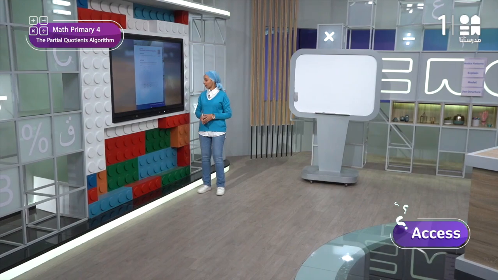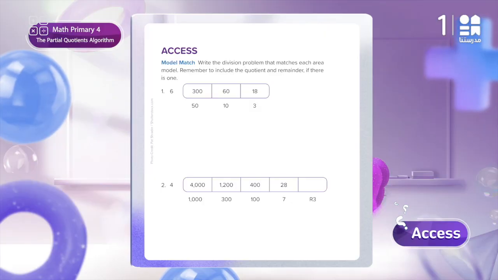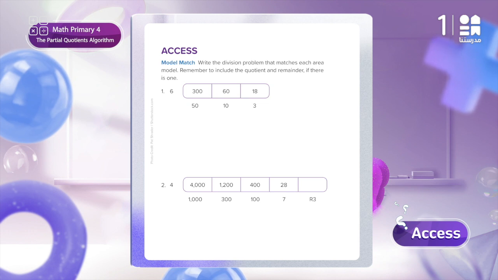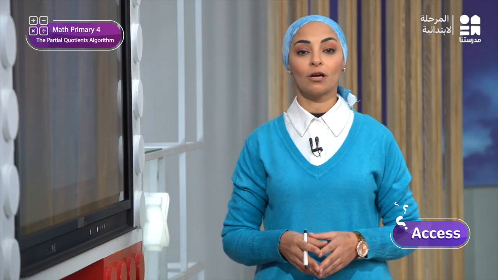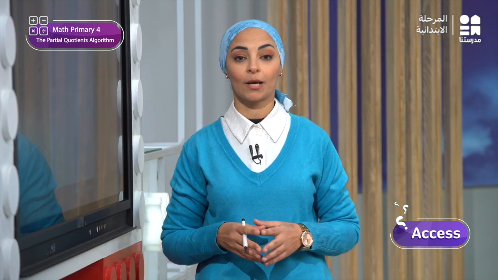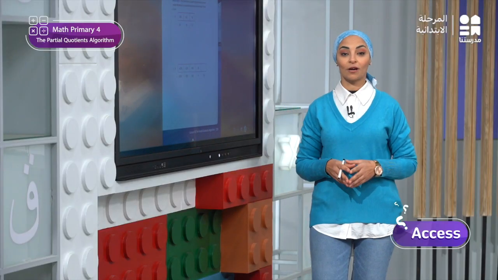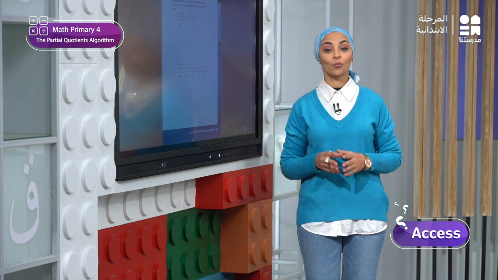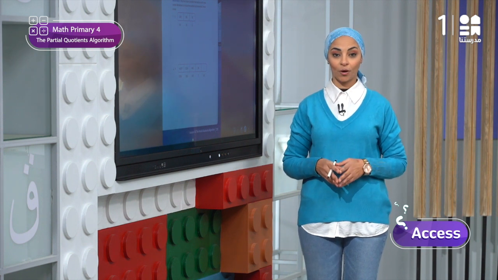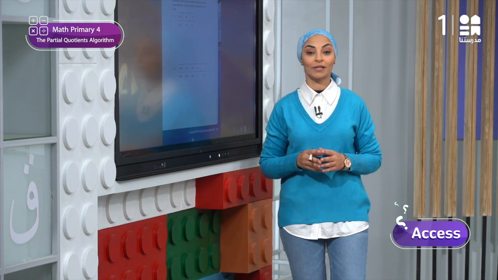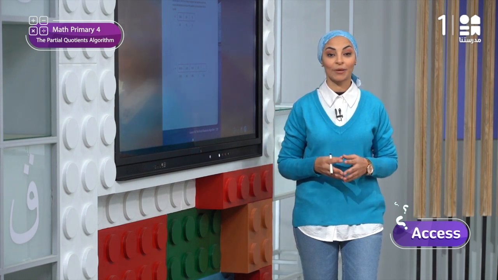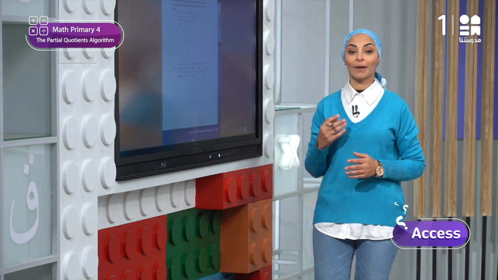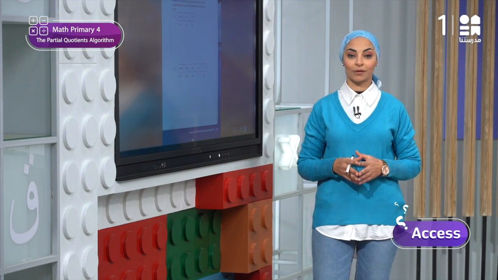Here in page 311, as you see, we have two division problems. They're answered using the area model strategy. You are asked to write the equations that match the area models. Now I'll give you time to write the division equation to match the model in problem number 1, and don't forget to include the remainder. We must never forget to include the remainder. When we are back, we will review the answers all together.